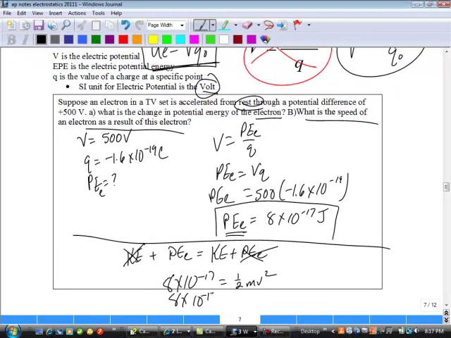Alright, can you pull the mass of the electron out? Unfortunately, nerdy Miss Hood knows that. 9.11 times 10 to the minus 31 is the mass of that electron, and then we can calculate that velocity.